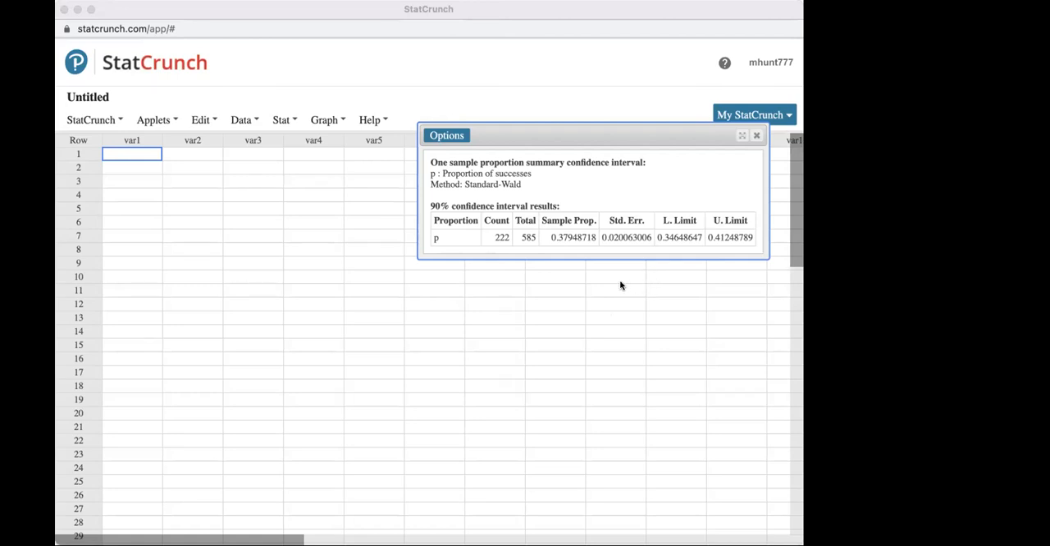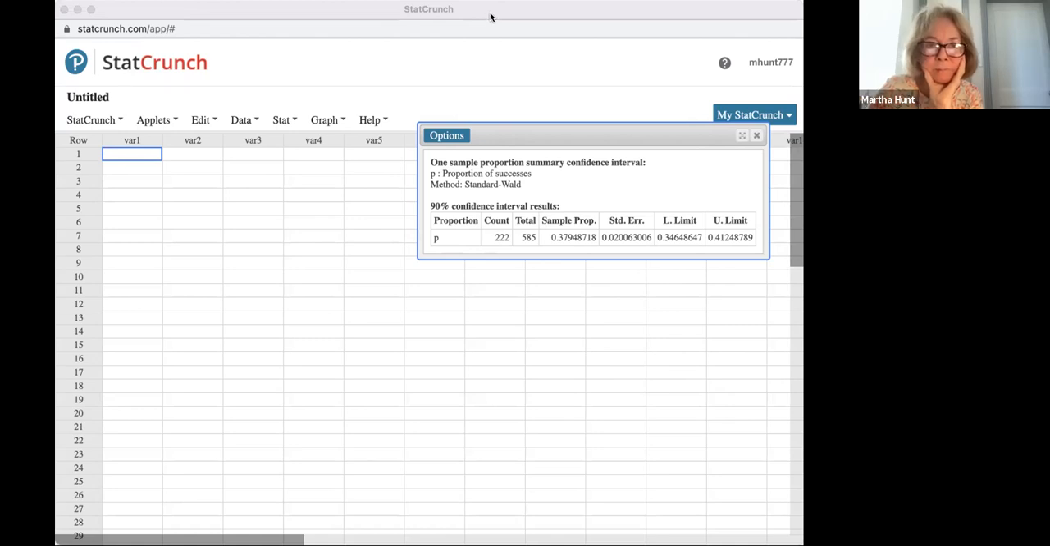We're still seeing the StatCrunch example from last time. All right, gotcha. All right.